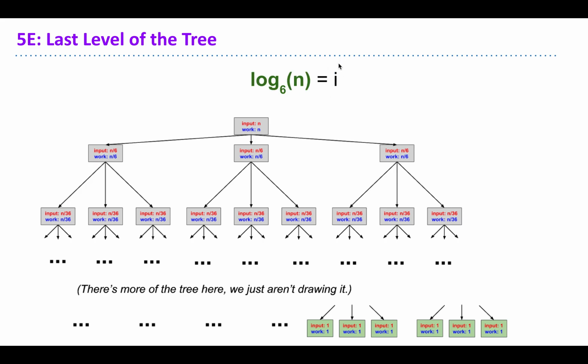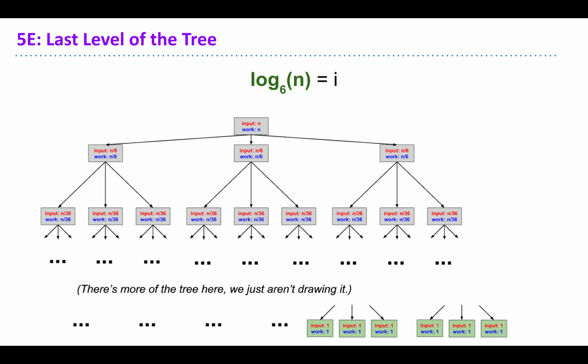Now we just have I, right? Because I got rid of that 6 to the I by taking the log base 6. So we get that I is equal to log base 6 of n. That is our last level of the tree, right? Because that's when the input is equal to 1. So, sweet. For 5e, I would write down log base 6 of n. And again, we're getting points for all this stuff. So, I is equal to log base 6 of n.